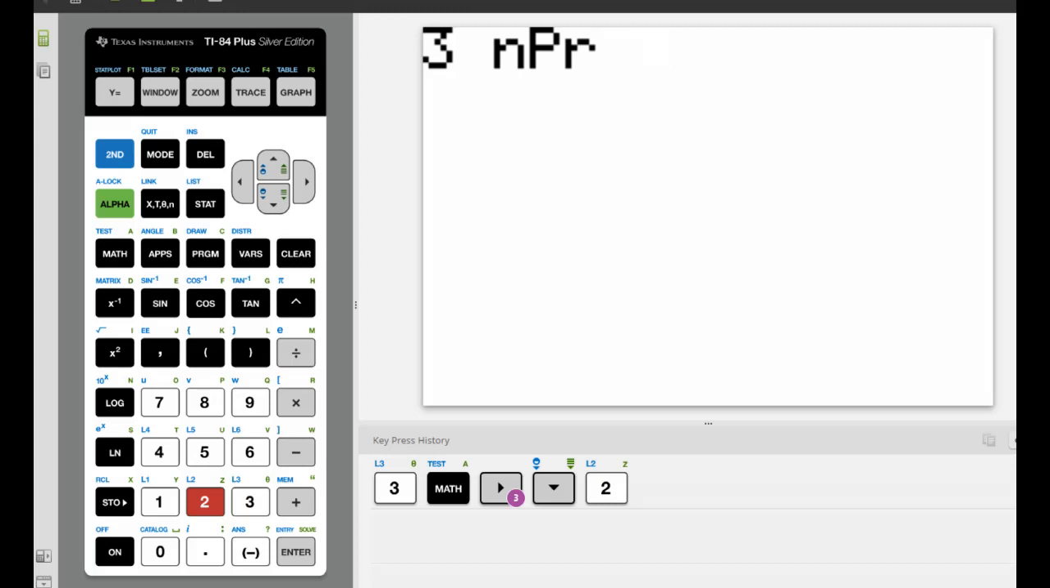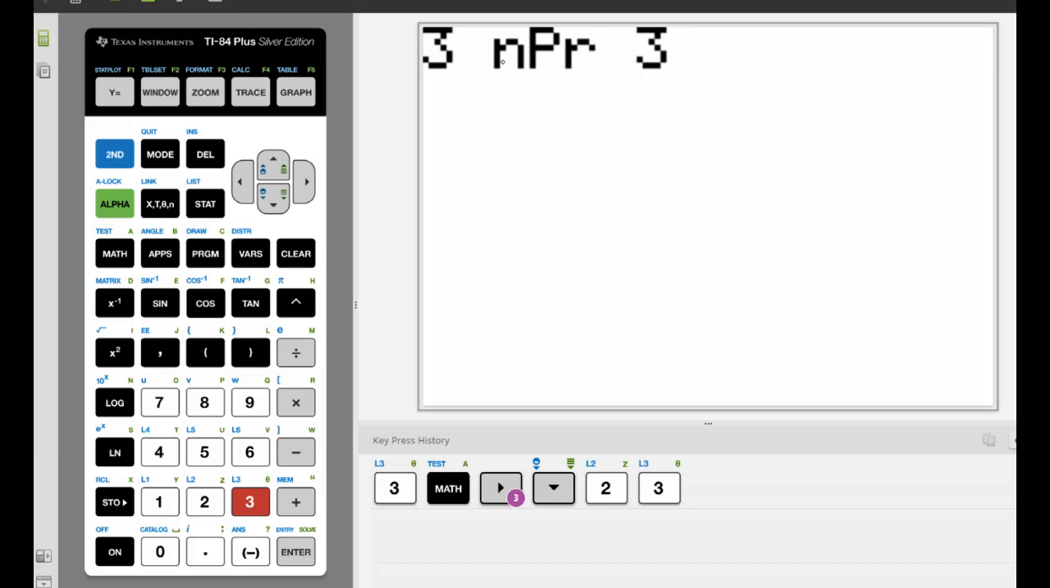Then I'm not done yet. On my calculator, I have to put in my R. My R was also 3, so there's my N, my formula, and my R. Now, if you've got a newer model, yours just shows up with a blank spot here, P, and a blank spot there, and you fill in 3 for the N and 3 for the R.